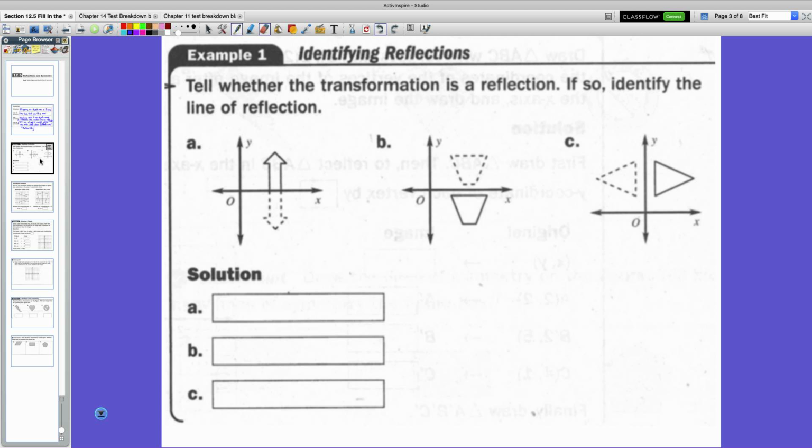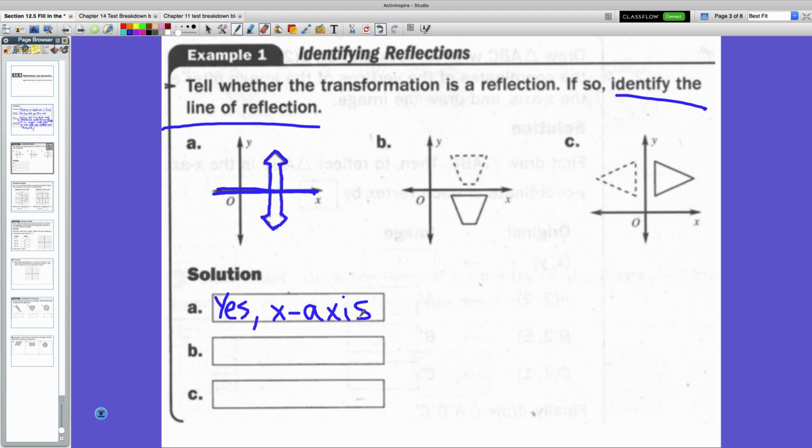Example 1: tell whether the transformation is a reflection. If so, identify the line of reflection. If I took this arrow and reflected it over this line, would it go here? Hopefully we can all see that it's yes. Then it says identify the line of reflection. The line of reflection in this case happens to be the x-axis. That's what you're folding it over.